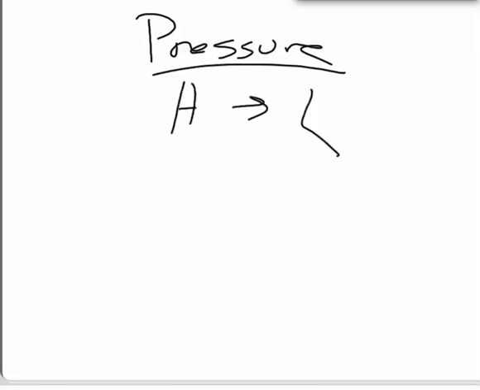That is because pressure is force over area. If you have a greater force over an area, then it's going to be able to push its way to the lower force over an area. So it always goes from high pressure to low pressure. And that's pretty much meteorology in a nutshell.